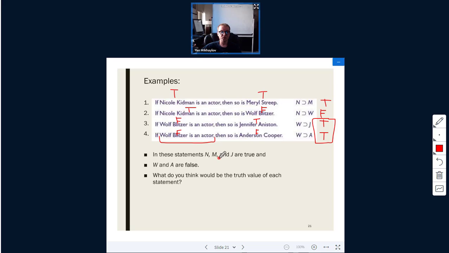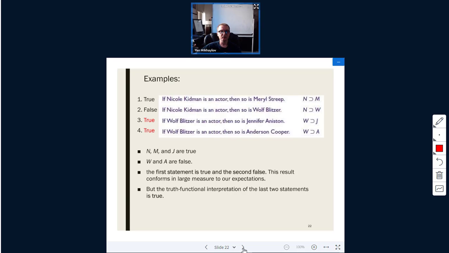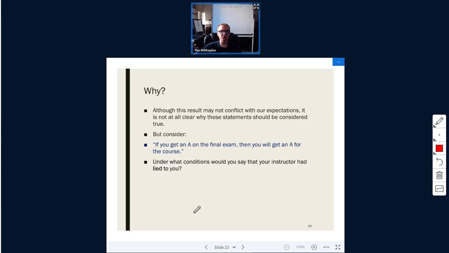The antecedent, if Wolf Blitzer is an actor, automatically puts a condition. If this condition is not satisfied, then we really do not care very much whether the consequent follows or not. The whole thing will be true. So that's why they are true. Think of it in this way.